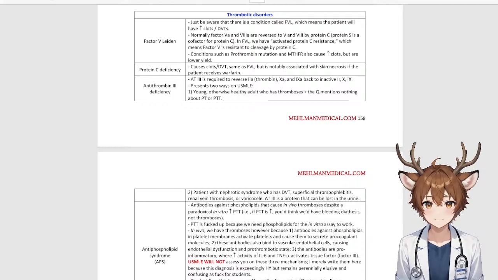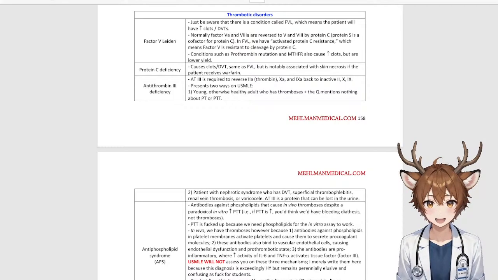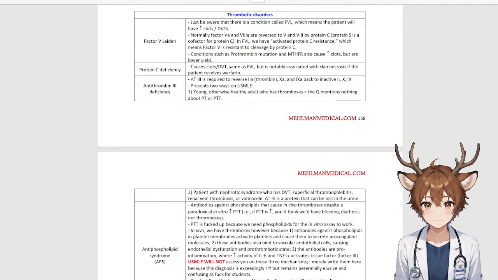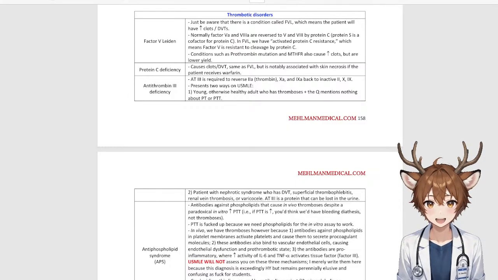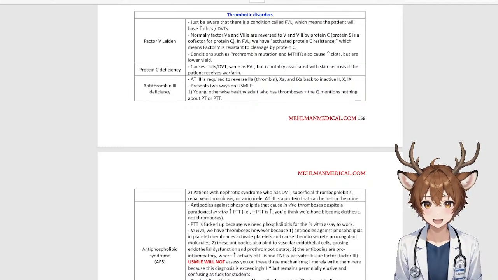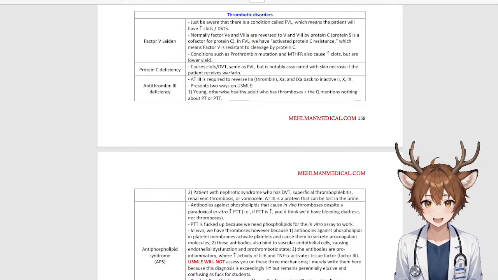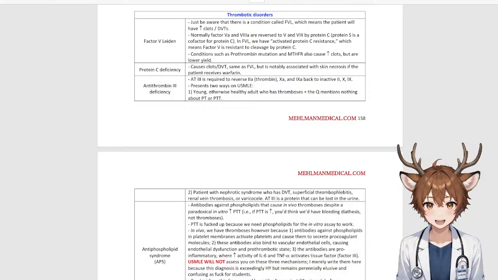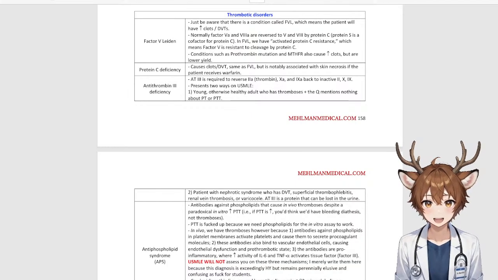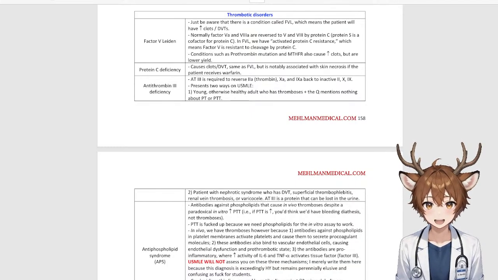Thrombotic disorders. Factor V Leiden. Just be aware that there is a condition called factor V Leiden, FVL, which means the patient will have elevated clots/DVTs. Normally, factors 5A and 8A are reversed to 5 and 8, the inactivated forms, by protein C. Protein S is a cofactor for protein C. In factor V Leiden, we have activated protein C resistance, which means that factor V is resistant to cleavage by protein C. Conditions such as prothrombin mutation and MTHFR also cause elevation in clots, but are lower yield.